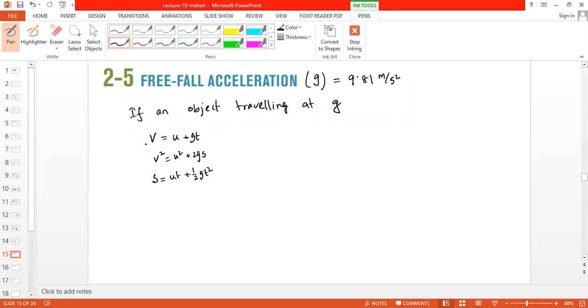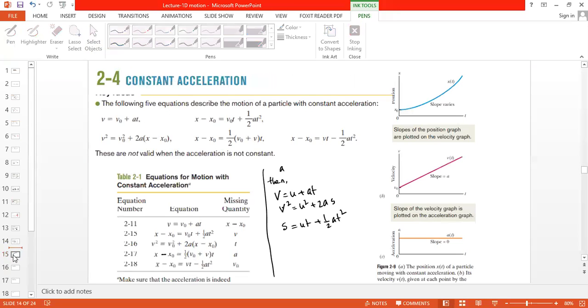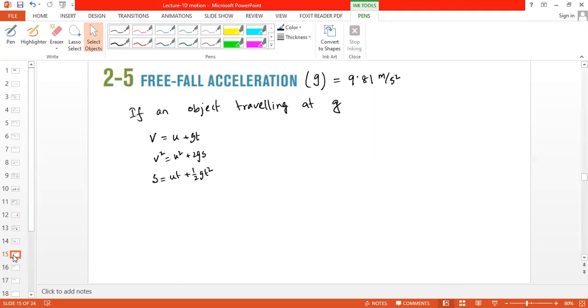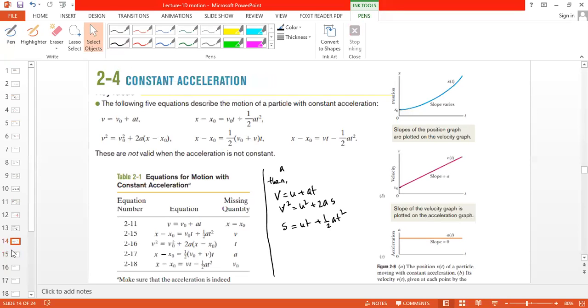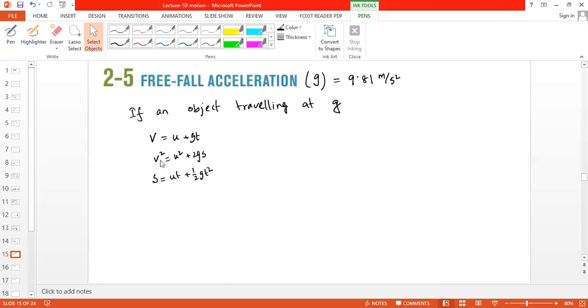So today I'm going to end here. From the next class, we are going to use these formulas to solve some math problems, and also we are going to start a new chapter.